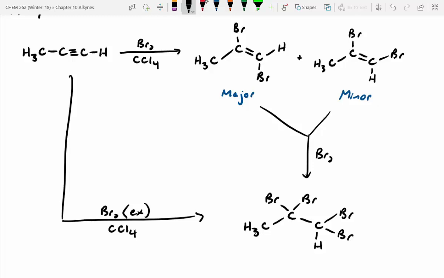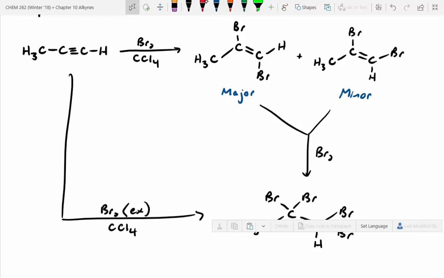Does anybody remember from lab, I think I told one section, where do we see brominated products in our everyday life? Where? Brominated vegetable oil. So you can brominate alkenes, and you find that in things like Mountain Dew and Gatorade. And that's used as an emulsifying agent to help mix the food dye in, which is an oil, with water.